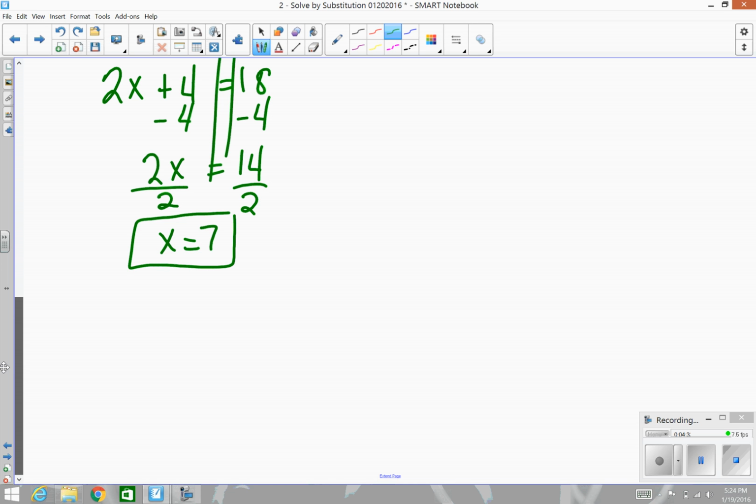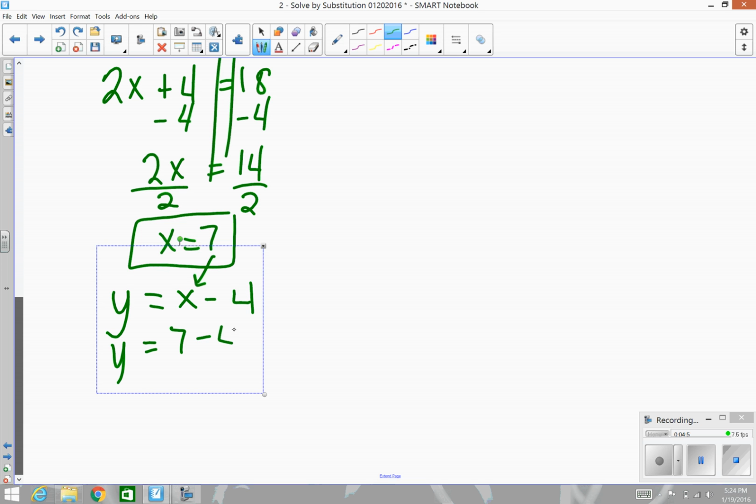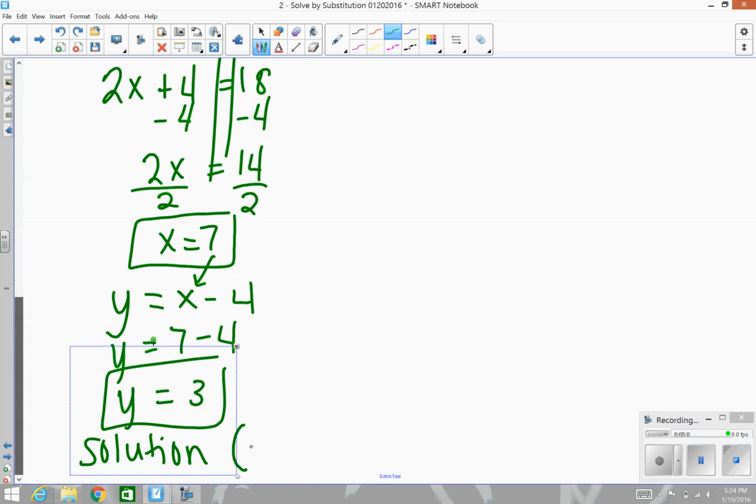Remember, the goal is to find the point of intersection. So this is the x coordinate. Now we want to find the y coordinate. I'm going to go back to my other equation, y equals x minus 4, and I'm going to plug this in. y equals 7 minus 4, y equals 3. So now we know that our solution is (7, 3), which means if we graphed these two lines, they would cross at the coordinate (7, 3).